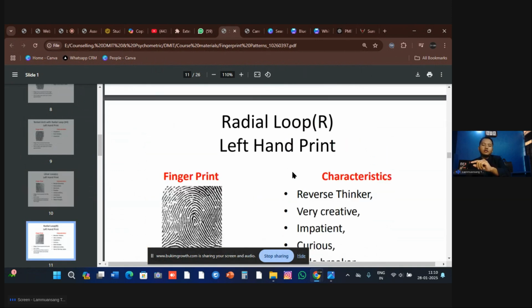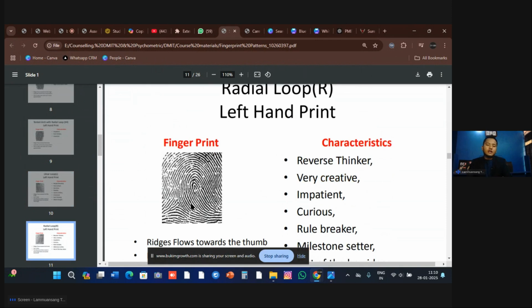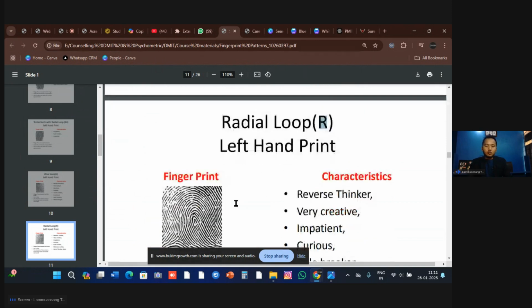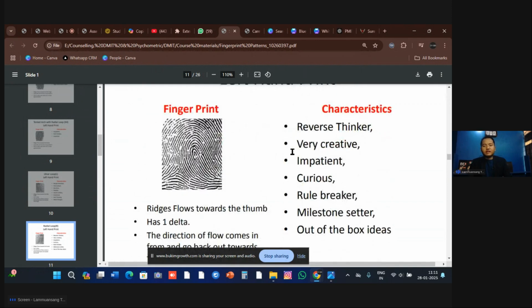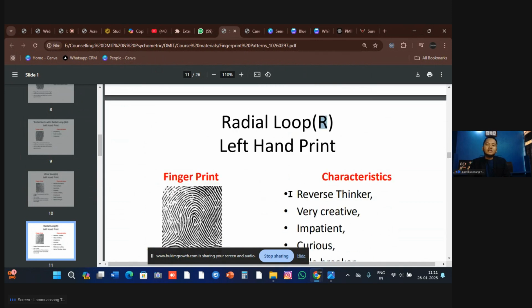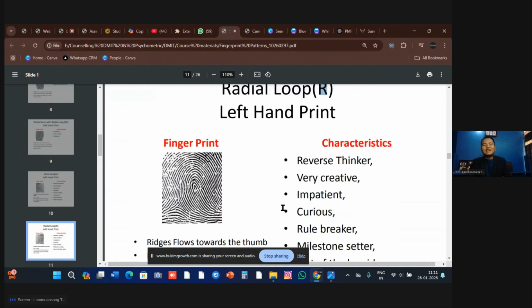And if you get the pattern exactly the same as this on the right hand, just reverse it. That will be L, not R. But if you get this pattern and it is the left hand, follow this R, just write R. R, radial loops. These are reverse thinking, very creative, impatient, curious, rule breaker, milestone setter, out of the box ideas.